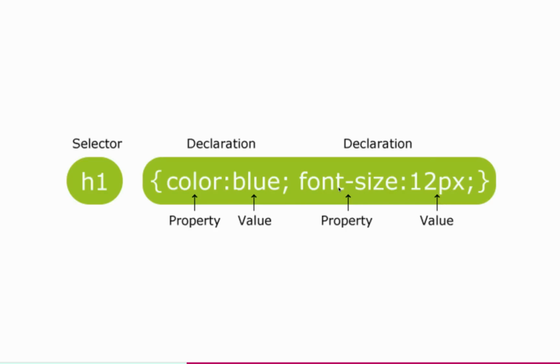You can attach as many declarations, or properties and values, to a selector as you want. For example, this only has 2 changes. We could add 10 more if we wanted to. And we divide declarations using a semicolon.